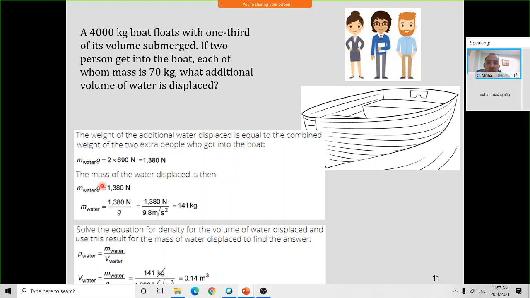Okay, you know that FB equal to weight of the water displaced. So the weight of the person must be the same as the buoyancy force acting on the boat. So the mass of the water, from rho Vg, is the weight over g, so it's 141 kilogram. Now to get the density, m over V, we got that the volume is 0.14 meter cube.